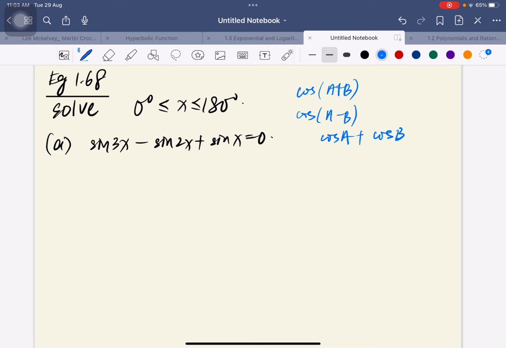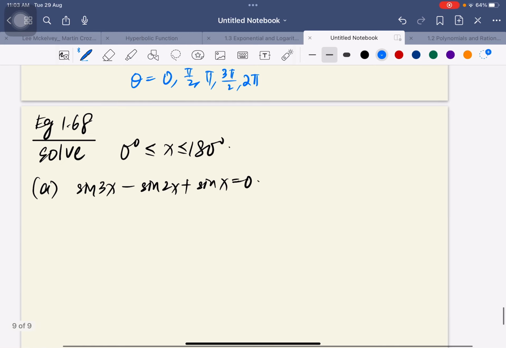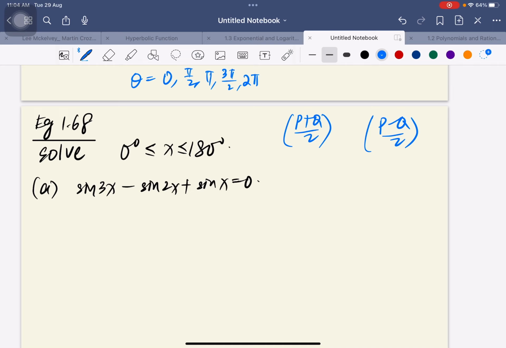So now that we have learned the factor formula, just use it for this. For any factor formula, there are 4 terms. You will always have p plus q over 2 and also p minus q over 2, if you still remember. For example, sine A plus sine B will be 2 sine of A plus B over 2 and cos of A minus B over 2. This is the factor formula for sine plus sine.